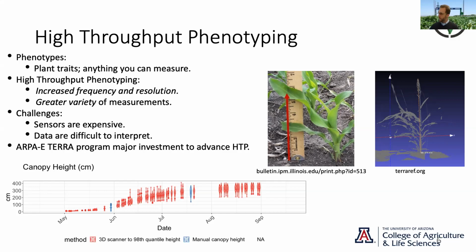So what we want to do is make it easier for people to routinely use these types of devices in order to make better inference about basic biology, as well as quicker breeding of new crops. The challenges are that the sensors are expensive and the data are difficult to interpret. So ARPA-E, the TERRA program, was a major investment by the Department of Energy to advance high throughput phenotyping.